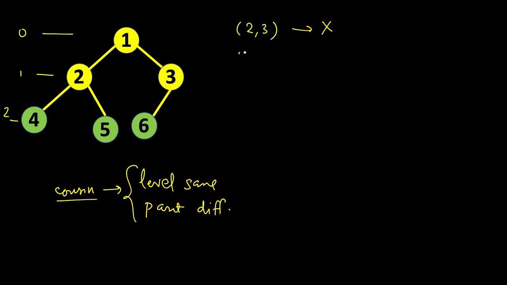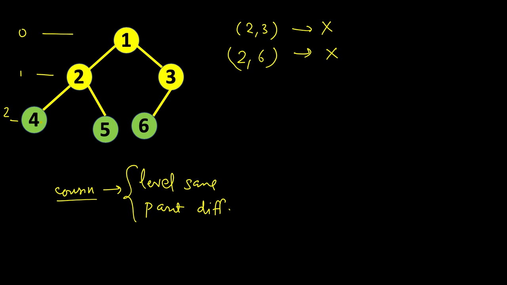Now let's see 2 and 6. Are they cousins? 2's parent is 1, 6's parent is 3. So parent is different, but their levels are also different. Level should be same. So this is again not a pair of cousins.